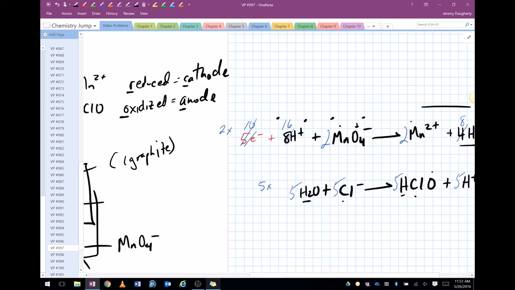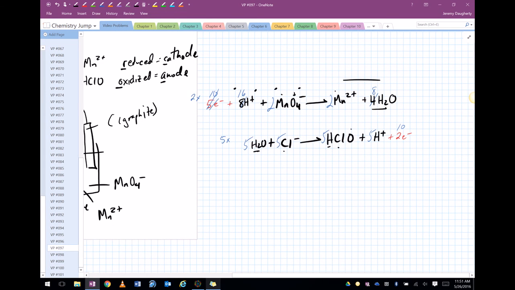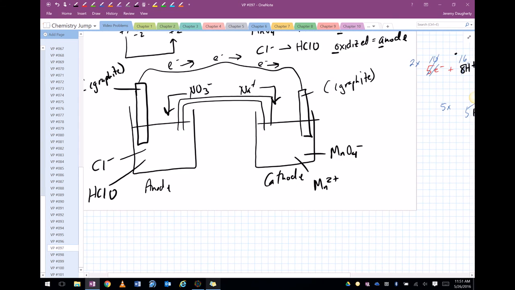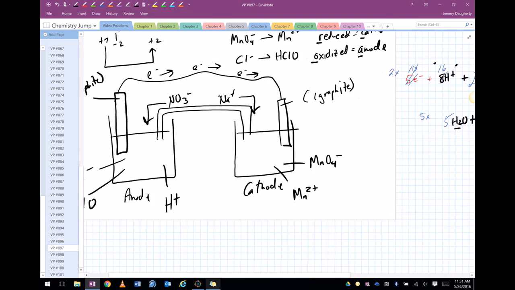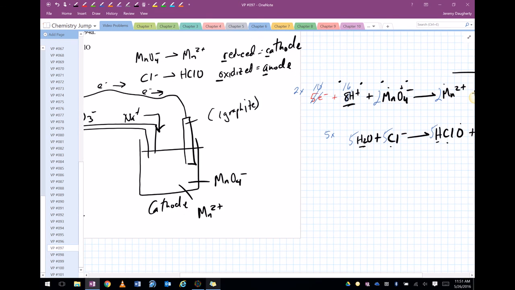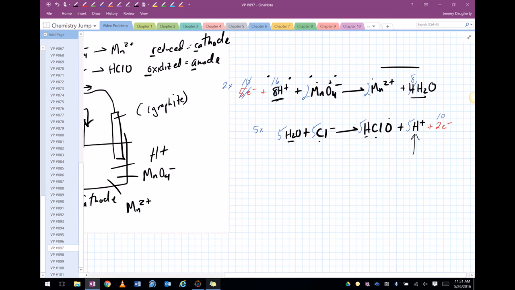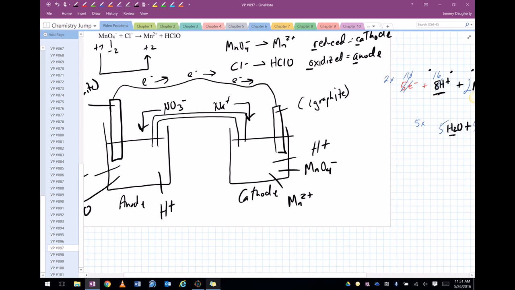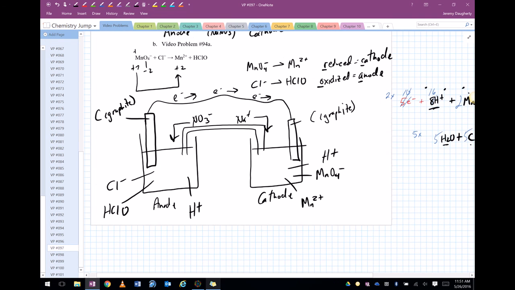Alright, so here's our answer. This is our answer from 94A, so you can flip back and see. Let's see, what else do we need? We do need some protons in a couple of places. We need protons in the chloride beaker, so let's put some protons in there. In other words, we need some acid in there for this reaction to happen. And it looks like we also need some hydrogen ions in the cathode as well. So let's put some acid in there too, because we need that for the reaction to actually occur. Make sure that you're using the balanced redox reaction and not just what you're given.